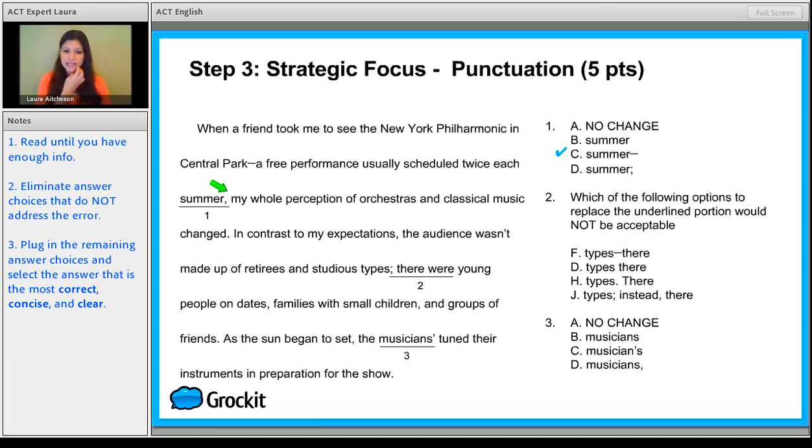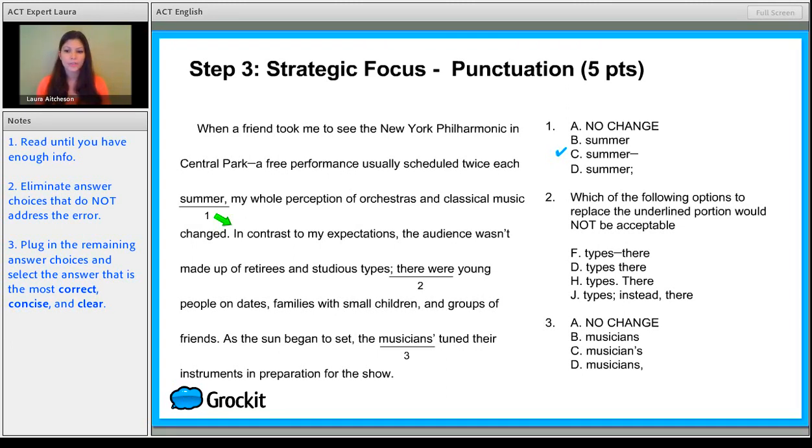Now that you've read the second sentence, you see that a semicolon is underlined, so check to see if you have two independent clauses. "In contrast to my expectations, the audience wasn't made up of retirees and studious types." Is that an independent clause? Subject, verb, complete thought? Yep. "There were young people on dates, families with small children, and groups of friends." Is that an independent clause? That's actually quite complex. It has items in a series. That's a full sentence, or what we call an independent clause. So that semicolon is 100% correct.